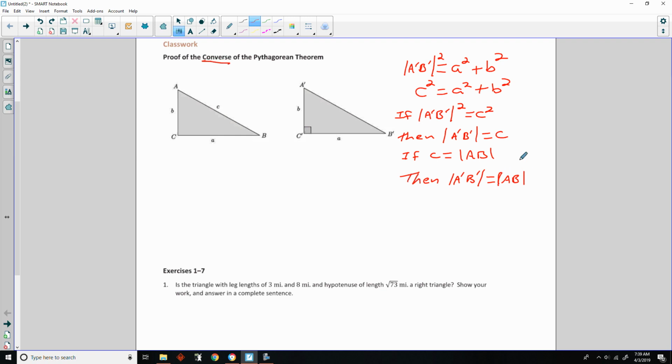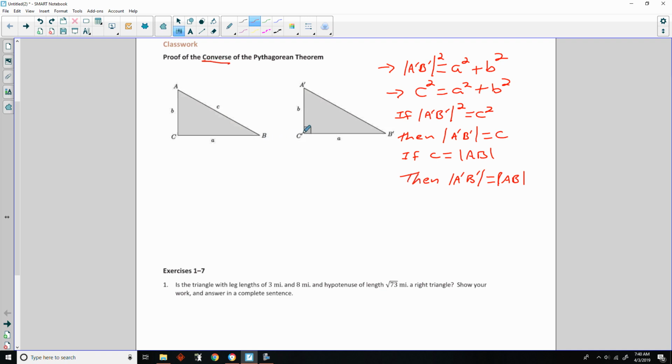Okay, now let me go through this again. So what I'm saying is, if this side squared equals a squared plus b squared, that's this line right here, and we know the Pythagorean theorem is this, then I can substitute this for my c squared. So then I can say if A prime B prime squared equals c squared, because we're substituting into the Pythagorean theorem, then when I take the square root, the length of A prime B prime must equal c. And if c is equal to AB, because it's labeled over here, then A prime B prime must be equal to AB.